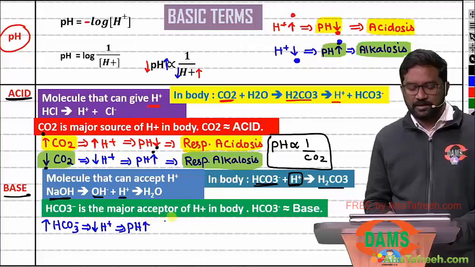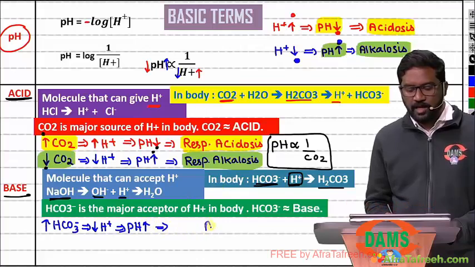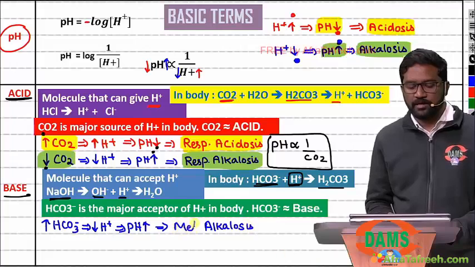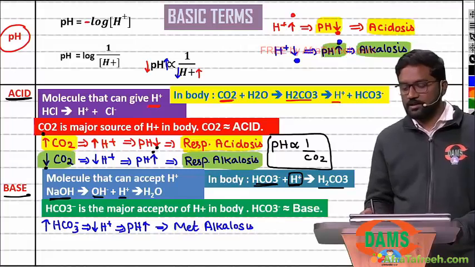Anywhere an increase in pH is referred to as alkalosis, and this is due to bicarbonate. So it should be referred to as metabolic alkalosis.